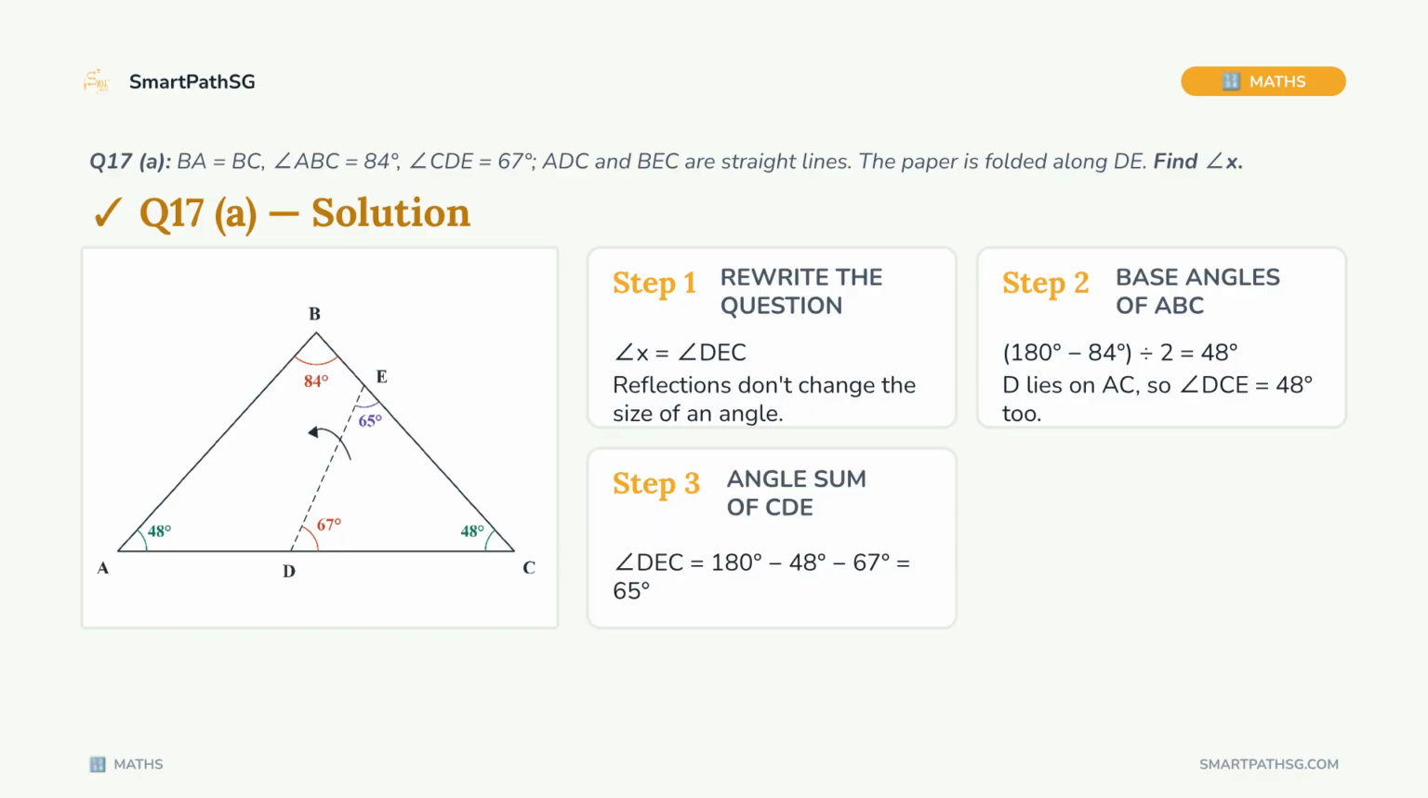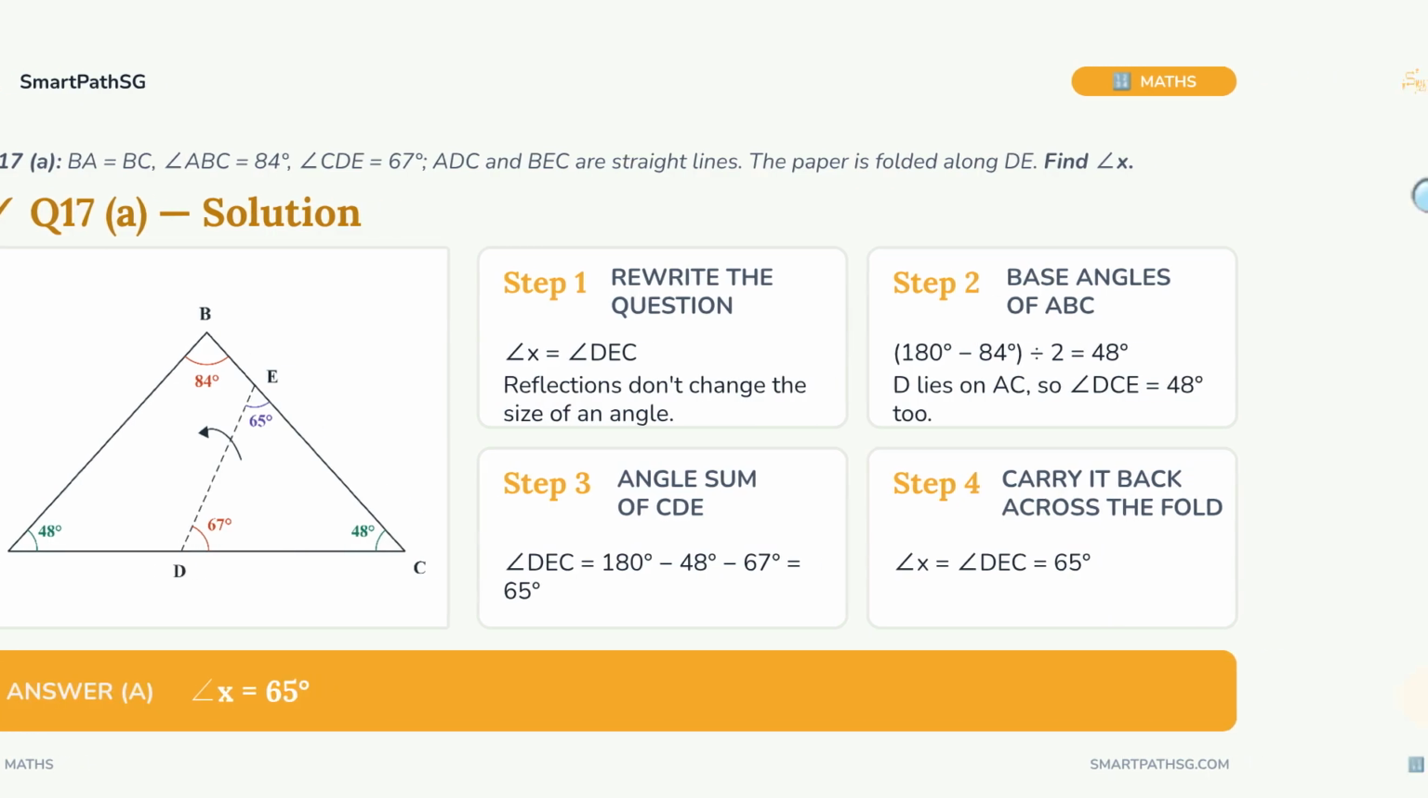Step 3, angle sum of triangle CDE. 180 minus known angles, 48 and 67, gives angle DEC as 65 degrees. Step 4, carry it back across the fold. Angle X equals angle DEC equals 65 degrees.